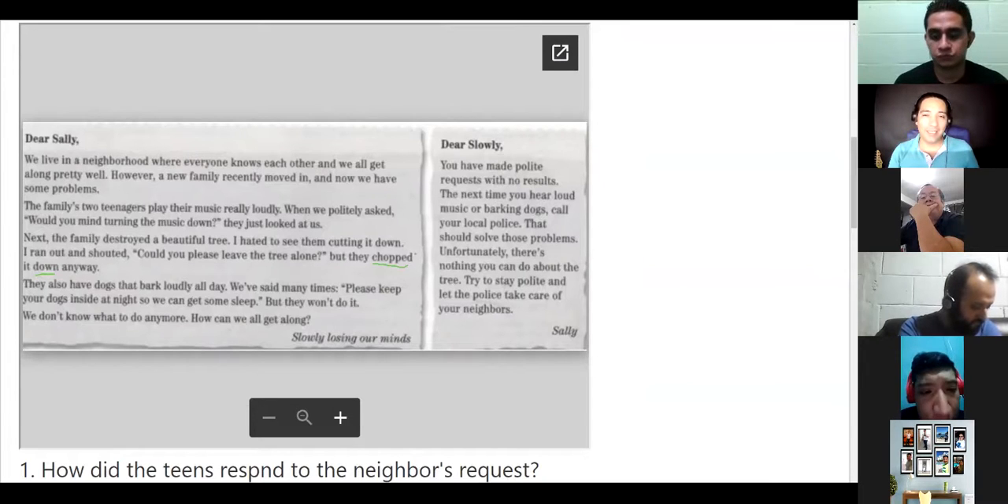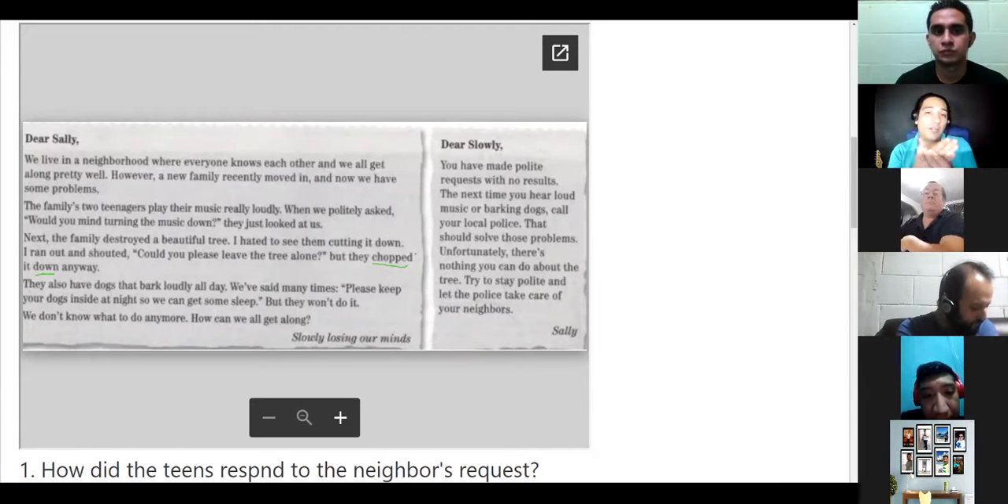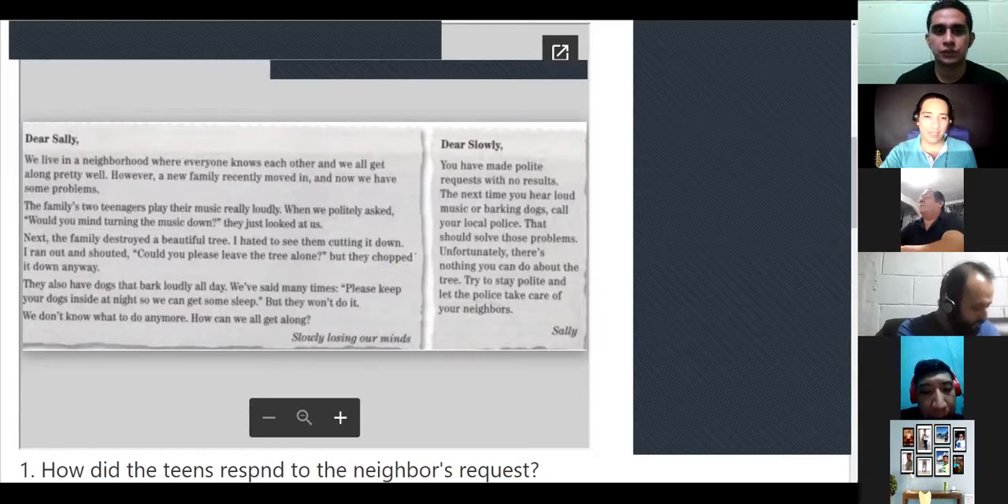Got it? Ese es un sinónimo de cortar, chicos, pero creo que quiero que quede claro. Chop, C-H-O-P, es lo que ocupas para cortar, por ejemplo, vegetales. Chop, chop, chop. ¿Ya? Picar. Es decir, ahí dice, lo hicieron picadillos, el árbol. They chopped it down anyway. Okay. Primera vez que lo veo así. Okay. Any other word?